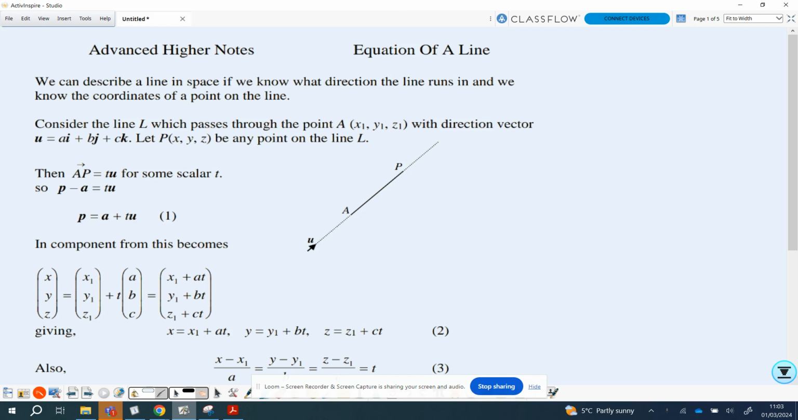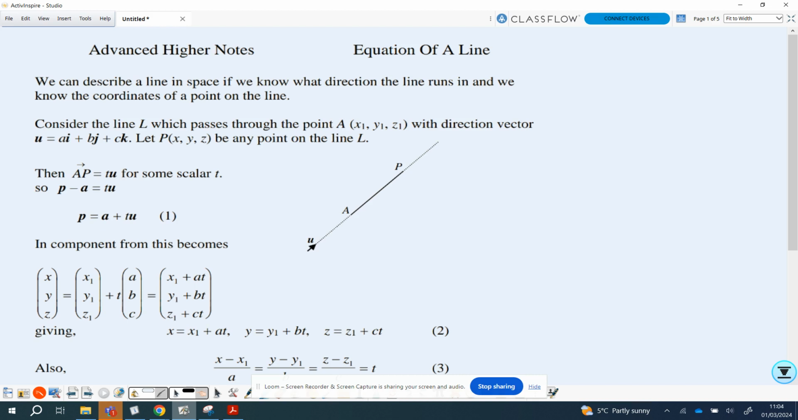Now in order to do that we need to make sure we notate it correctly, so we're going to consider a line L which passes through the point A, which has coordinates, say, x1, y1, z1, and you can see from the diagram it's going along a direction vector u, which we'll say is ai plus bj plus ck. Now, we're going to let P be any point along that line also, so we know it's going to have an x, y, and z coordinate.